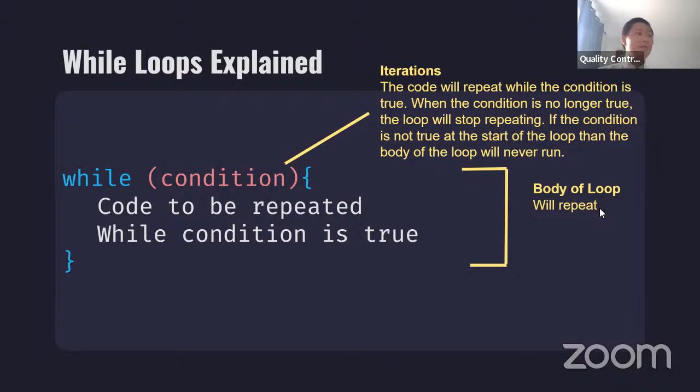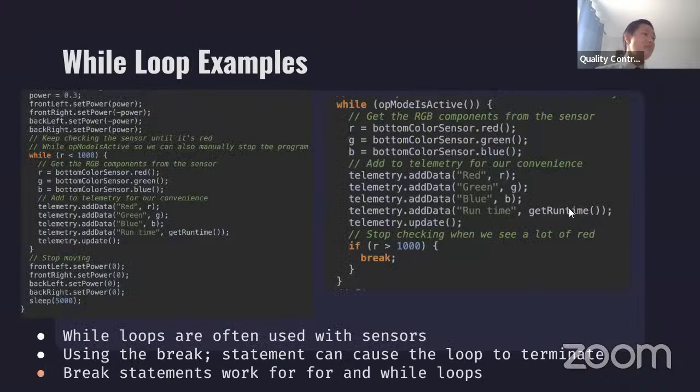Alrighty, so let me just go on to some examples. Here are some examples of using a while loop. They're often used with sensors, to constantly check for something. Using the break statement, which I'm not sure why it didn't work earlier for your code, can terminate the loop, and break statements work for both for loops and while loops.